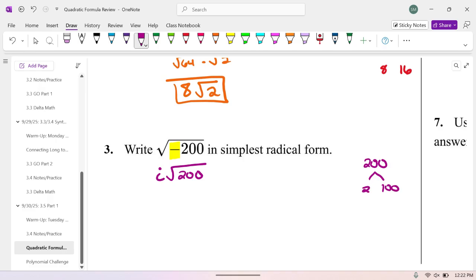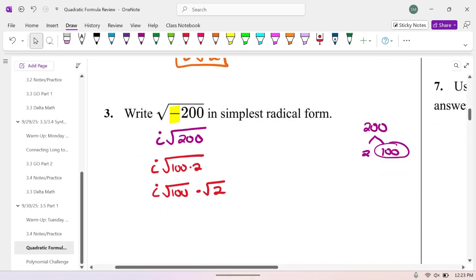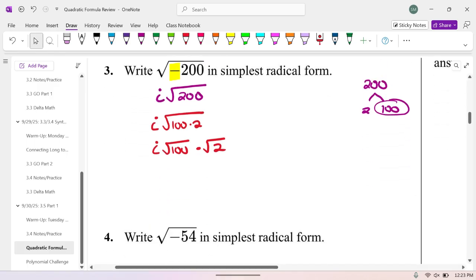102. Good. Now, is either one of those a perfect square? Yes, 100 is. So I'm assuming since the other factor is 2, that's your highest. Okay. So we're going to go ahead and rewrite this as i times 100 times 2. So this will be i square root of 100 times the square root of 2. What's the square root of 100? 10. So this would be 10i square root of 2.